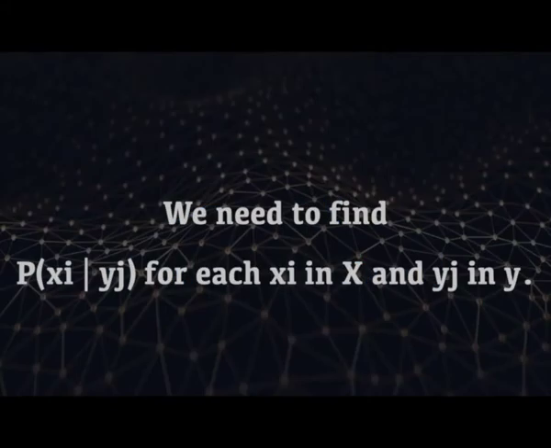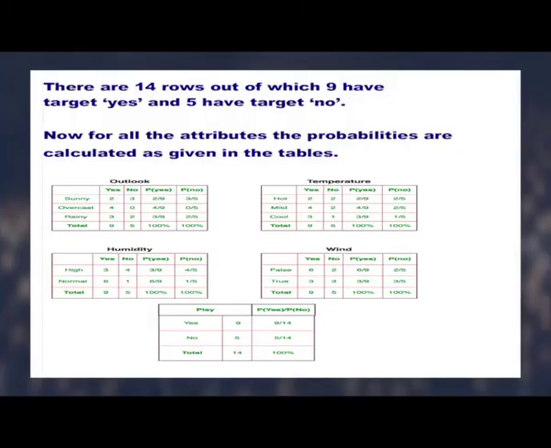Now let us apply the above formula manually on the weather dataset. For this, we need to do some pre-computations on our dataset. We need to find probability of xi given yj for each xi in x and yj in y. There are 14 rows, out of which 9 have target yes and 5 have target no.